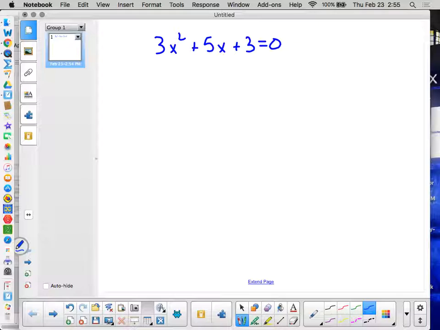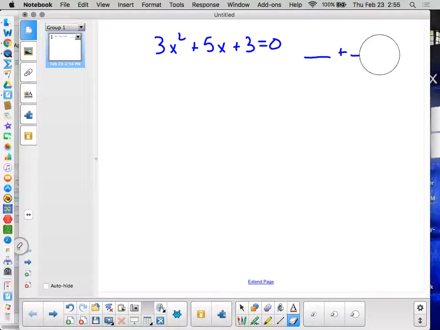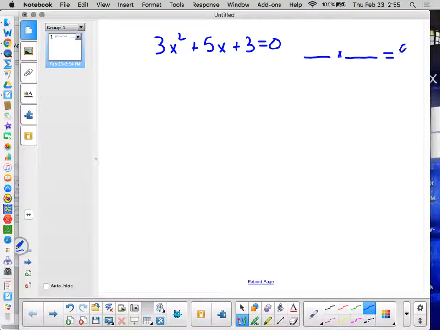Let's say I have something like that, and we start trying our magic numbers. Let's stick with times on top. My product would have to be 9, and my sum would have to be 5. But when I look at the factors of 9, they are 9 and 1, and 9 plus 1 is not going to give me 5, or 3 and 3. And 3 plus 3 is not going to give me 5. So that doesn't factor. When it doesn't factor, what other choices do I have?